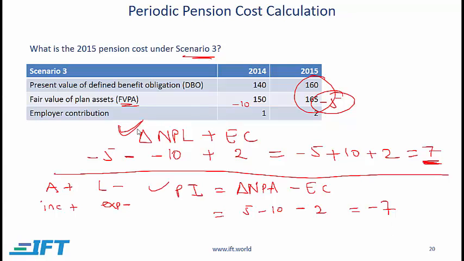So these are just two different ways of looking at the same problem. I would prefer that you remember this formula, that the total pension cost is equal to the change in net pension liability plus the employer contribution. And I say this because generally most plans are underfunded, so we typically have a net pension liability at the start of the year and at the end of the year.